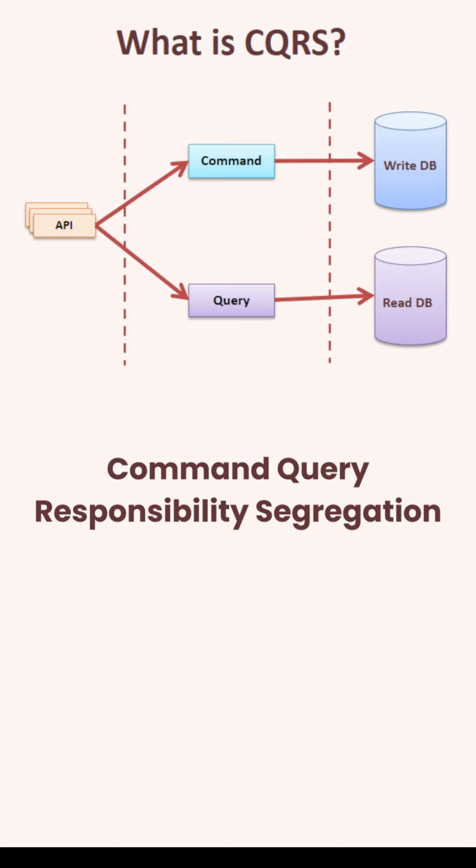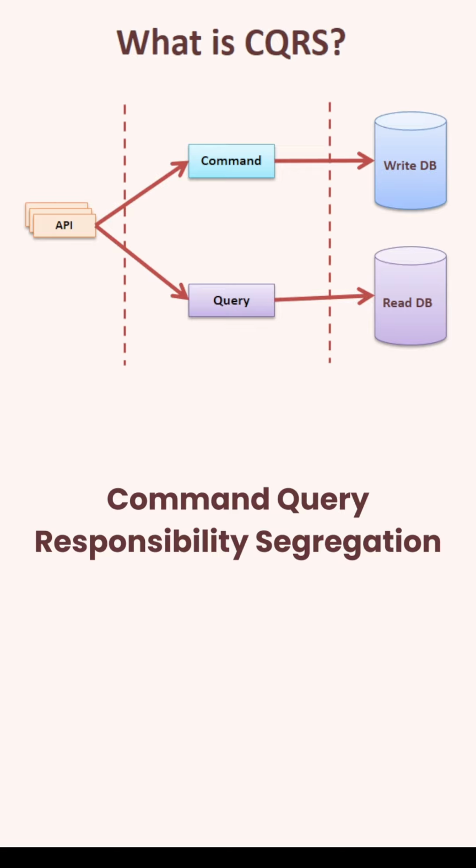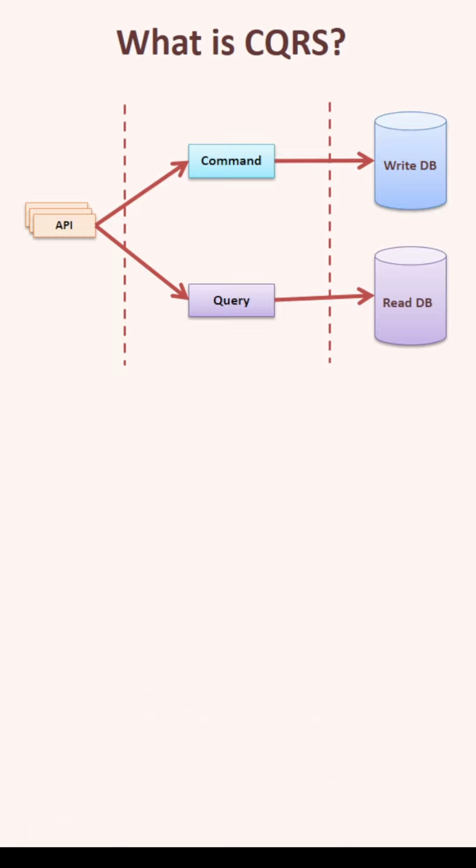CQRS stands for Command Query Responsibility Segregation, and it's a powerful pattern that splits your application actions into two separate paths, commands and queries. As you can see here, the APIs follow either the path of command or the path of query to communicate with the database. Examples of commands can be creating a user or adding a product to a shopping basket. Similarly, examples of queries can be viewing a user profile or fetching a list of products.